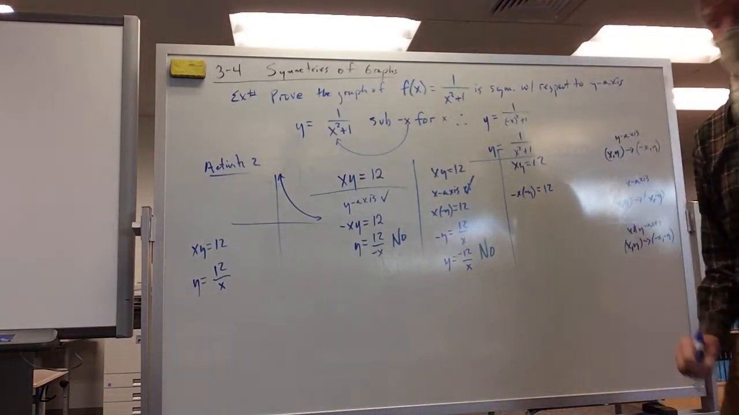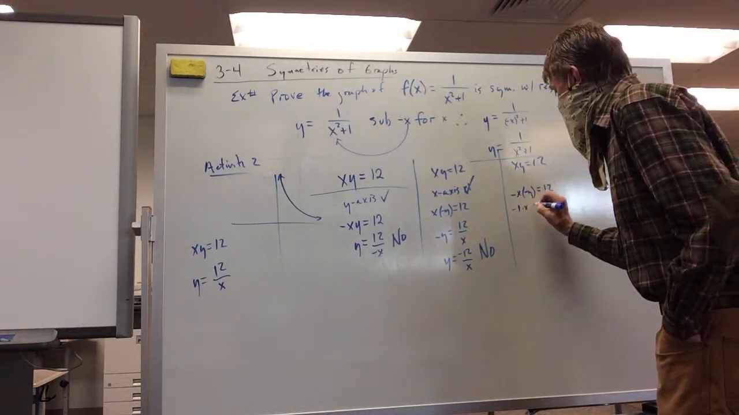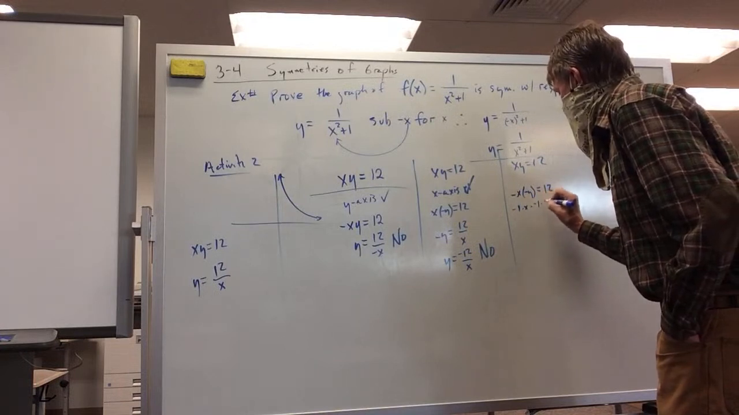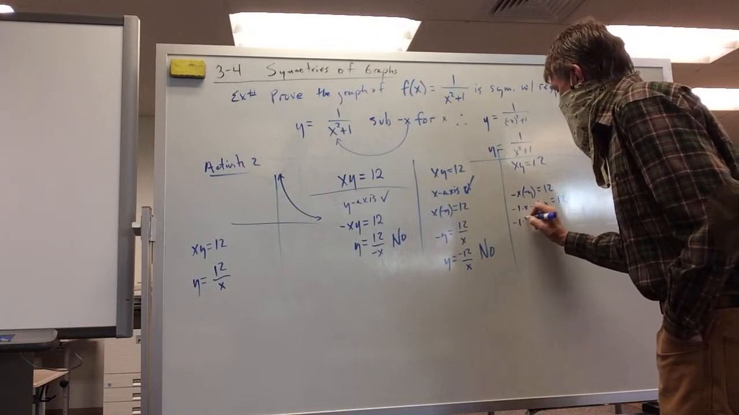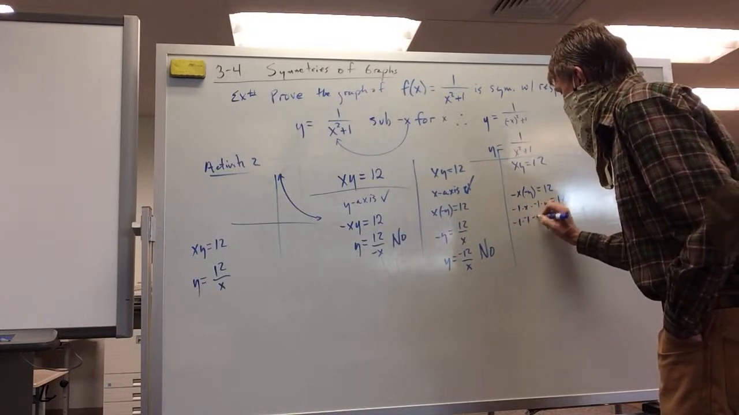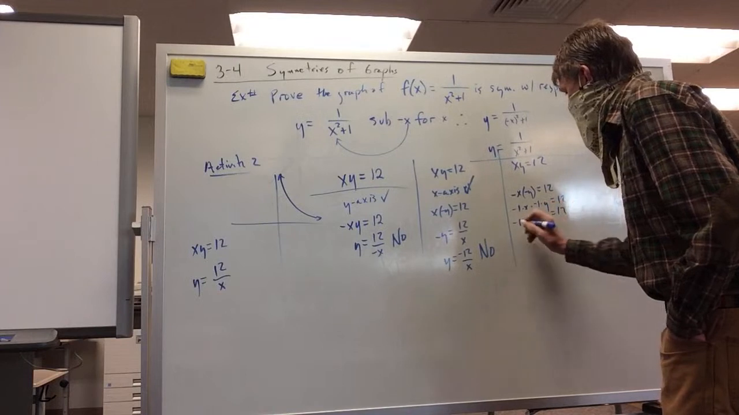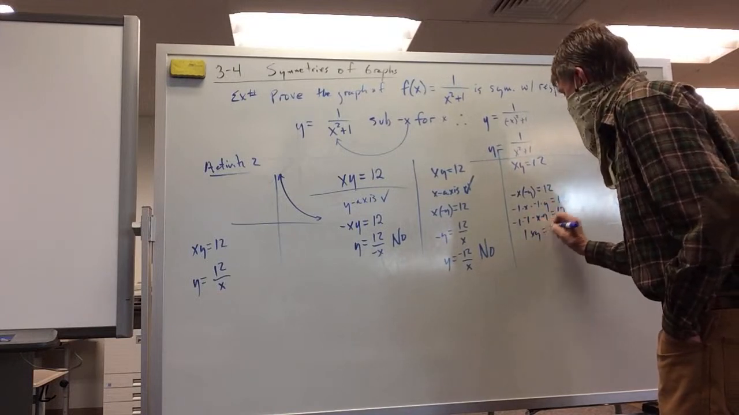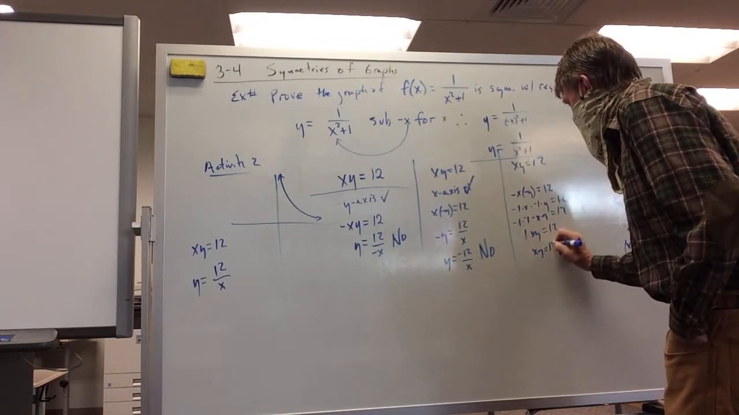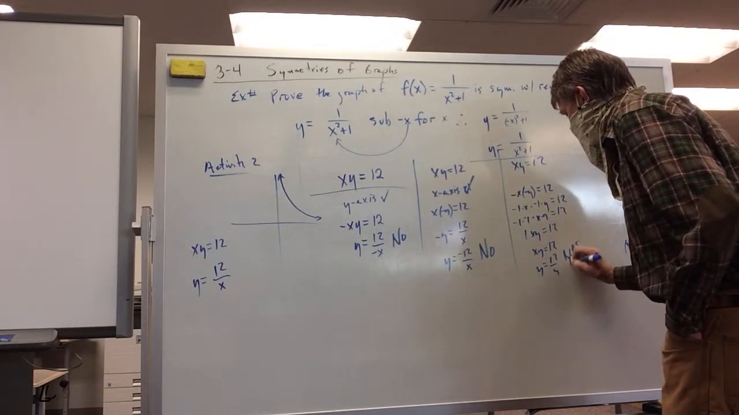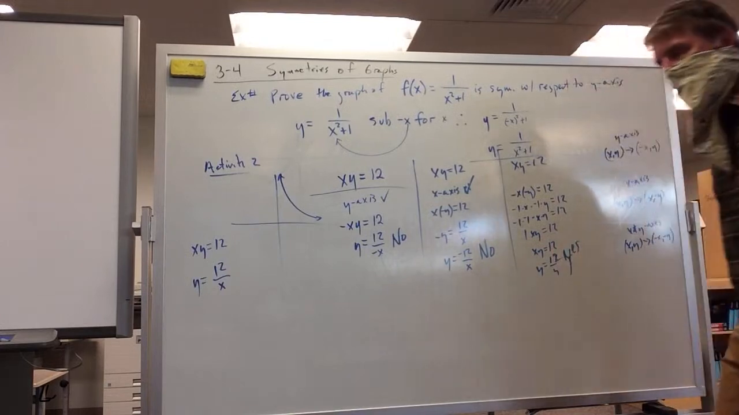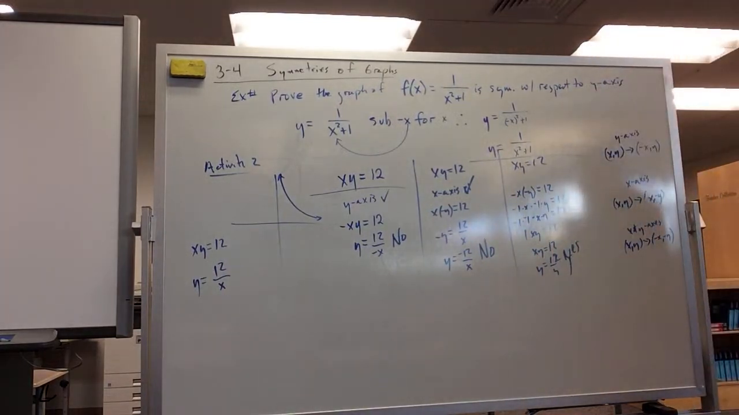Now you want to be pure. Negative 1 times x times negative 1 times y equals 12. Negative 1 times negative 1 times x times y equals 12. A negative times a negative is a positive. So xy is equal to 12. y is equal to 12 over x. Yes. It is symmetric with respect to the origin.